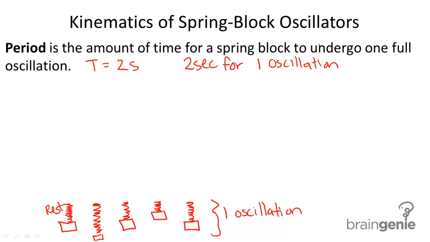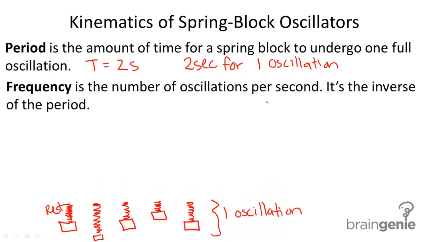Now, this differs from the next term, which is frequency. Frequency is actually the number of oscillations per second. It's the inverse of period, whereas period is the inverse of frequency. So when we talk about frequency, let's say we have a frequency of 2 hertz, just to go with the same number so we can see the difference. So a frequency of 2 hertz means the complete opposite.